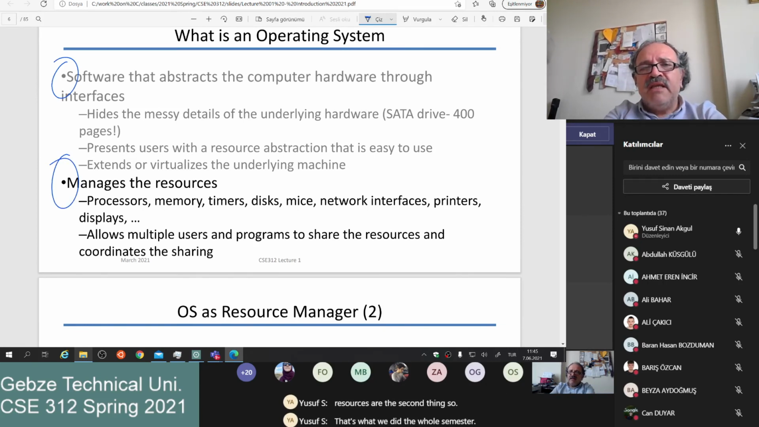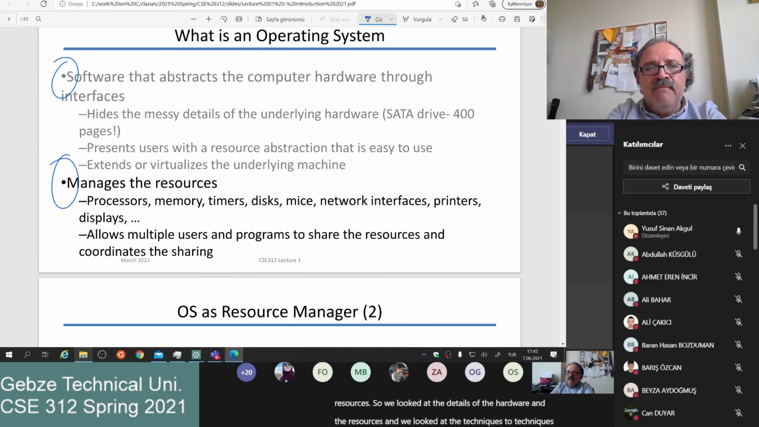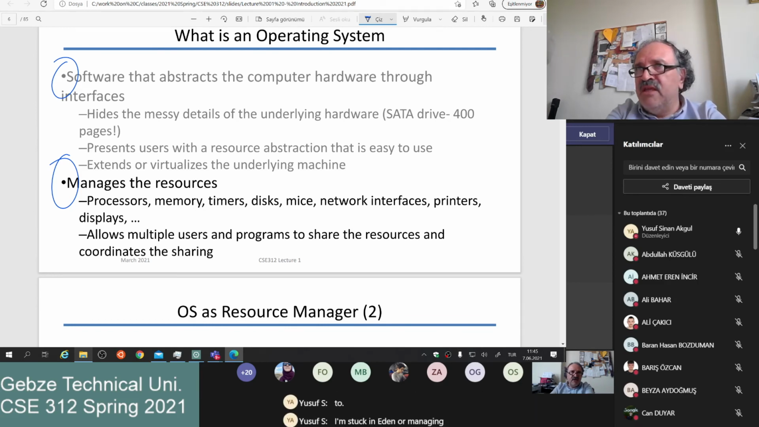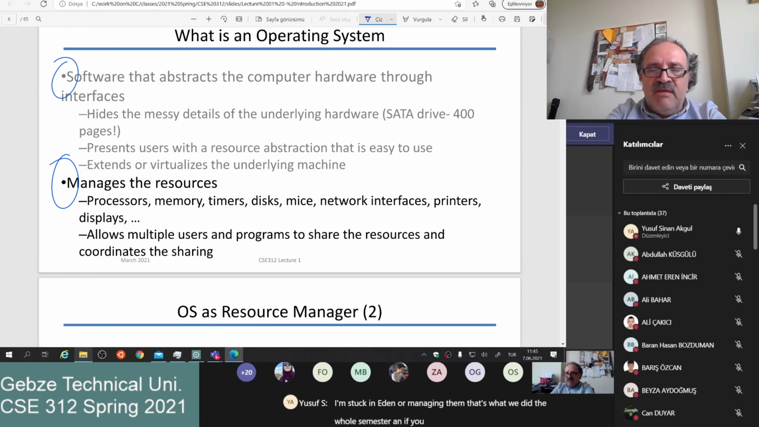Okay, to abstract away the hardware details, you need to know about the hardware details. To manage the resources, you need to know about the details of the resources. So we looked at the details of the hardware and the resources, and we looked at the techniques to abstract them away or manage them. That's what we did the whole semester. And if you remember, I had to skip lots of stuff.